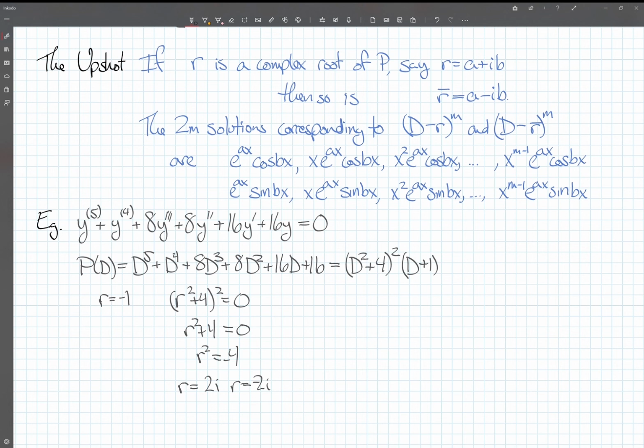So our solutions, looking at this result I've labeled the upshot, are as follows. We get e to the minus x, and then for each of these complex roots, we're going to get a sine and a cosine. We should realize that that's the same as 0 plus 2i, and 0 minus 2i. So a, in this case, is 0. So we'll just get cosine 2x and sine 2x, and then the algebraic multiplicity of this thing, we have a 2 here, a power 2. So we have to go up to 2 minus 1, which is 1. And there we go, you can count them. We've got 5 linearly independent solutions. We're looking for a basis with 5 elements. We're done.